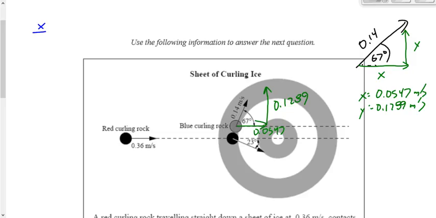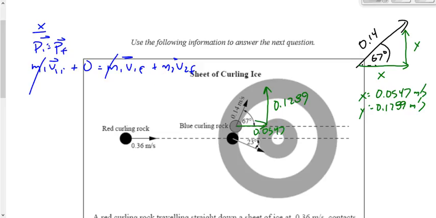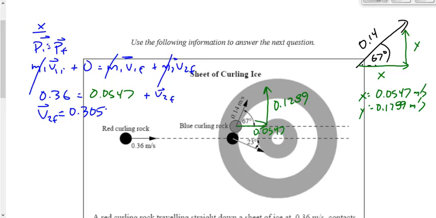X component. Let's say M1 V1I plus zero, because the blue curling rock is at rest, equals M1 V1F plus M2 V2F. Mass is canceled. That's good news, because it saves us a little bit of calculation. V1I is 0.36. V1F is 0.0547. We solve for V2F. Gives us 0.3053 meters per second.